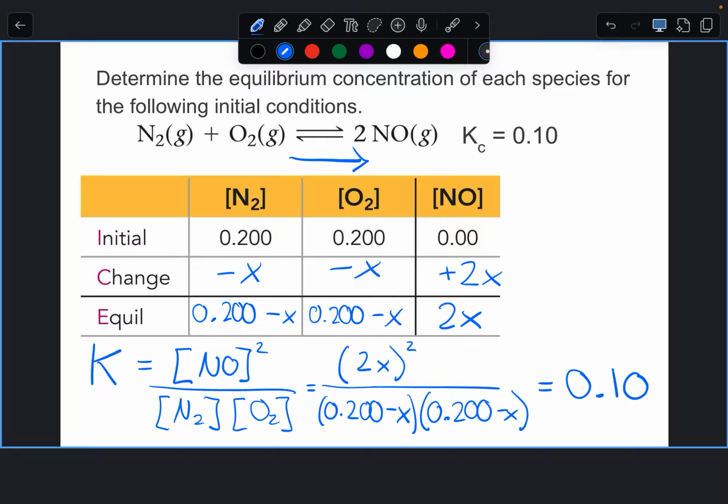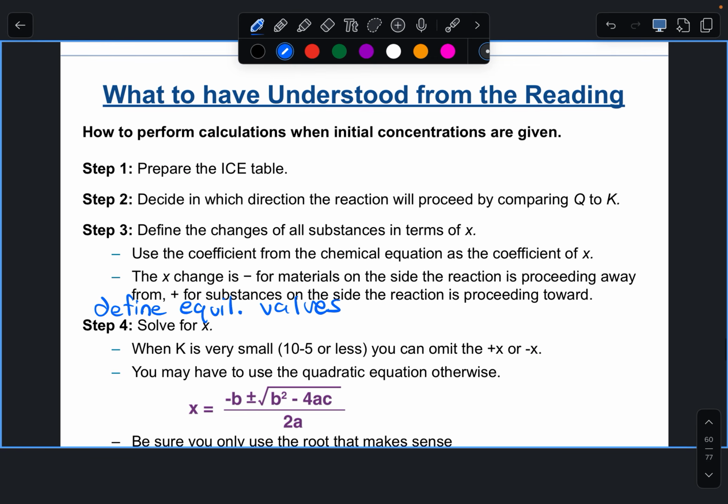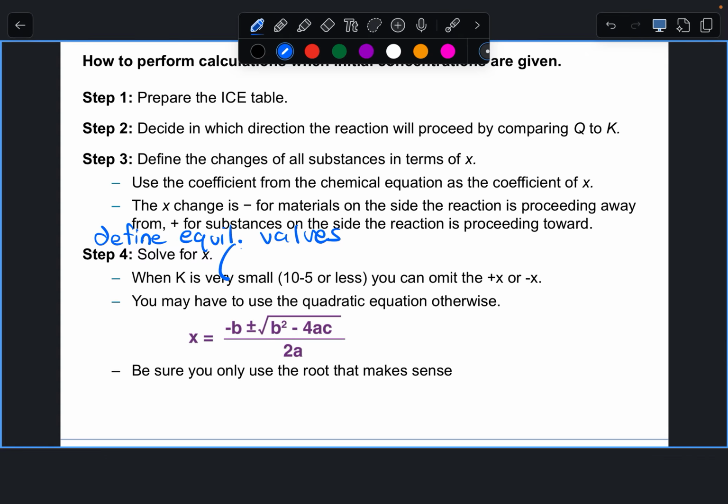Next step, defining the equilibrium. I do initial and change together, so you're basically adding them. So 0.2 minus x for this one, 0.2 minus x for that one, and 0 plus 2x is 2x for the product. Then you want to write out K symbolically. When you solve for x, that's going to require you to write out K symbolically and plug in equilibrium values. So write that down on your steps.